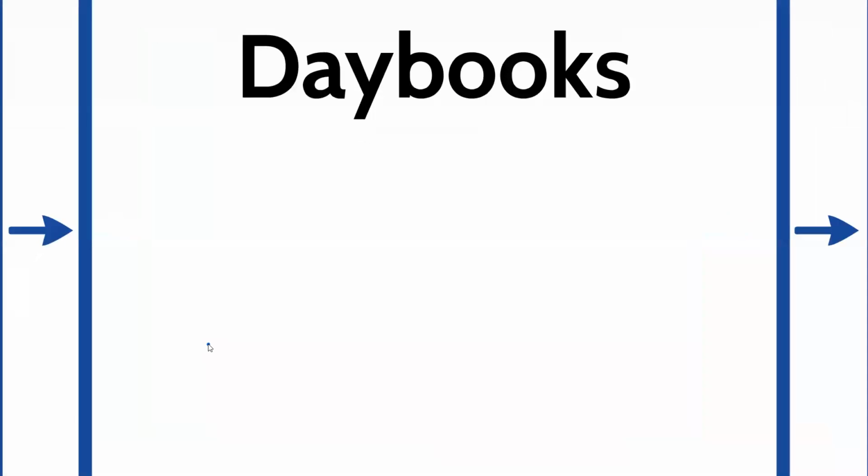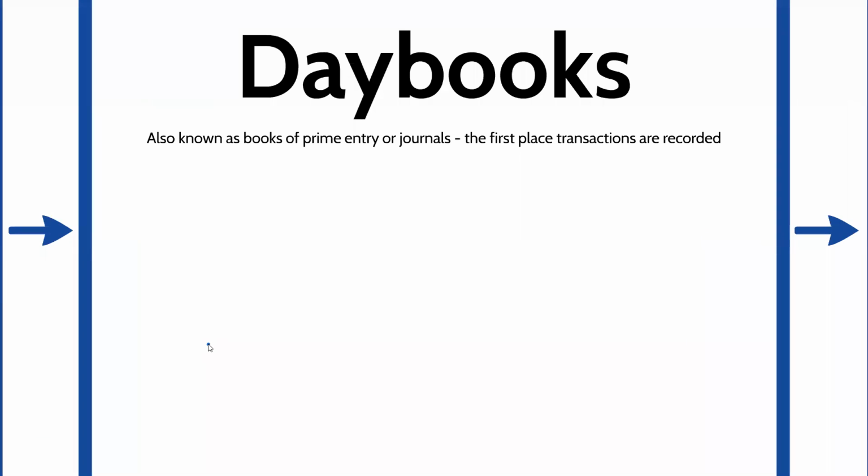Okay, so our daybooks. Now, you may see that these are also referred to as books of prime entry or journals, essentially. So whenever you see these three pieces of terminology, essentially you are referring to the first place that transactions will ever be recorded by a business, okay? Now, a business may record hundreds or thousands of transactions every day. These need to be recorded initially in some location. So it is these daybooks where these are recorded.